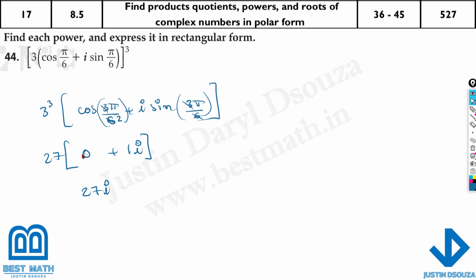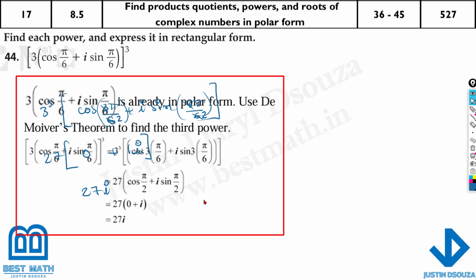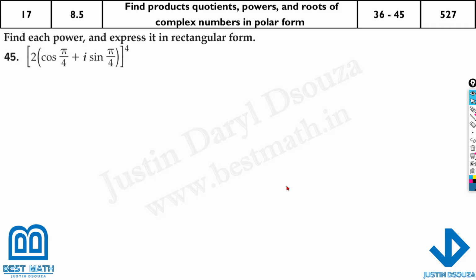Cosine pi by 2 is 0. Sine pi by 2 will be 1. The real part is 0, the imaginary part remains. 27i is the answer. That's it. And even the last one is going to be an easy one. It's going to be 2 to the power 4 times cosine 4 pi by 4 plus i sine 4 pi by 4.